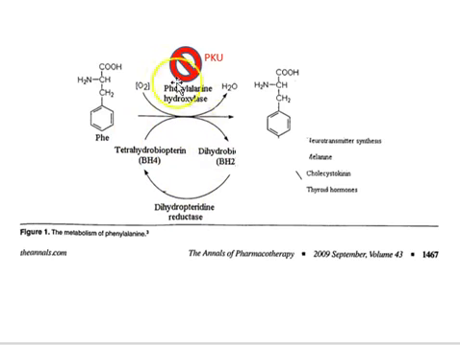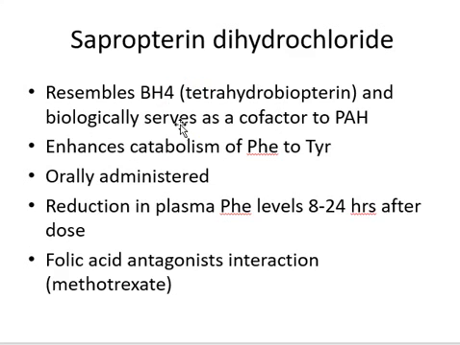And so, a lot of these patients, they may have the enzyme, but it's not working well. And I have a nice graphical depiction of this. And so this drug is kind of a BH4 mimic, or cofactor. And what it does is that it enhances the catabolism of phenylalanine to tyrosine, which is great. It's orally administered. And we can see dramatic reduction in plasma levels of phenylalanine within 24 hours of the first dose.